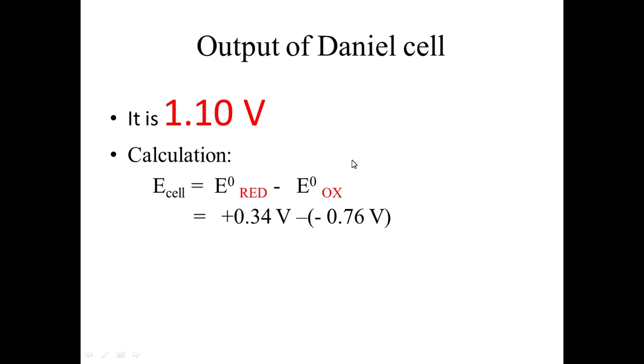In case of the electrode potential of the oxidation half cell, it is minus 0.76, because oxidation is carried out at the zinc, and zinc has the value minus 0.76 volt. You can correlate this data with the table provided in your textbook. So by calculating, negative and negative become positive, and it will give plus 1.10 volt. That is the output voltage.